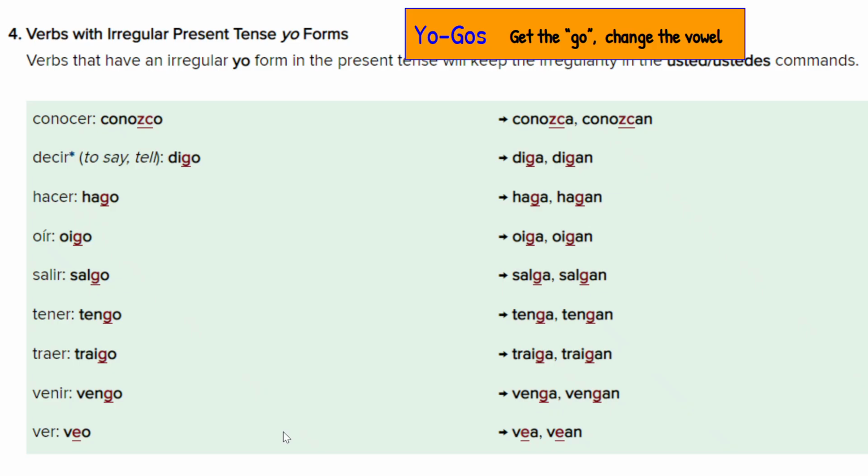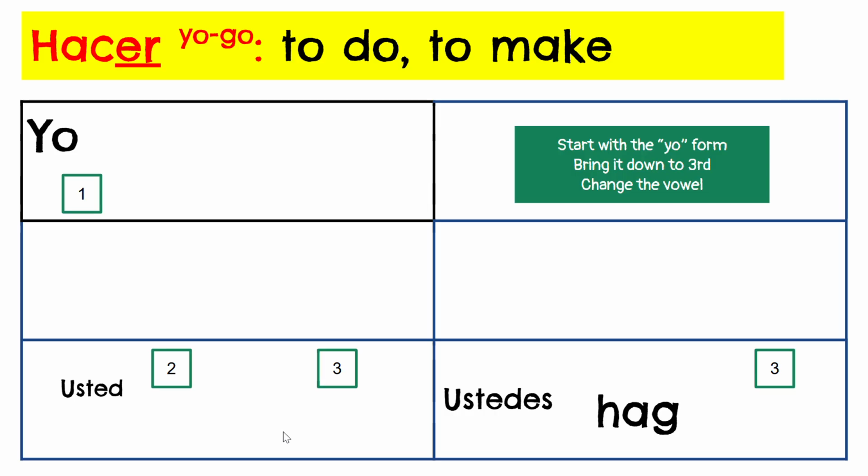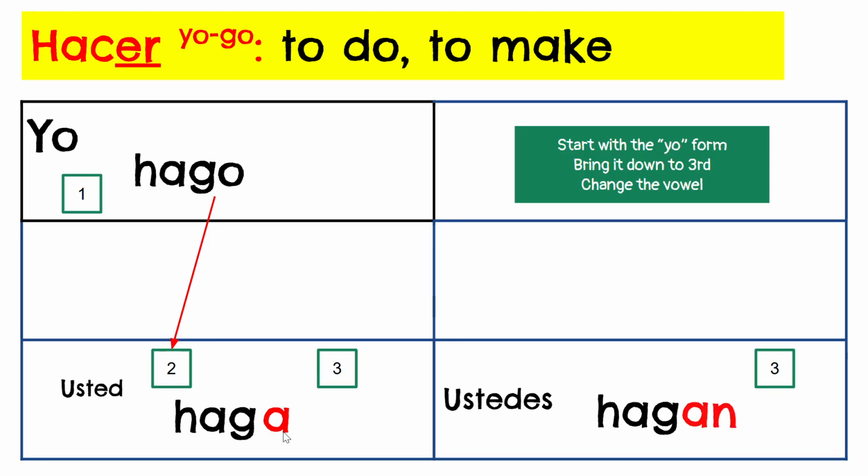Now this is where going to the first person singular will save us because these all have changes in the yo form. And we want to pick up those irregularities from the yo form when we form the usted and ustedes command. So hacer in the yo form is hago. Bring that down. H-A-G. Opposite vowel, haga. I've now put usted in the command form, haga. Plural, hagan.